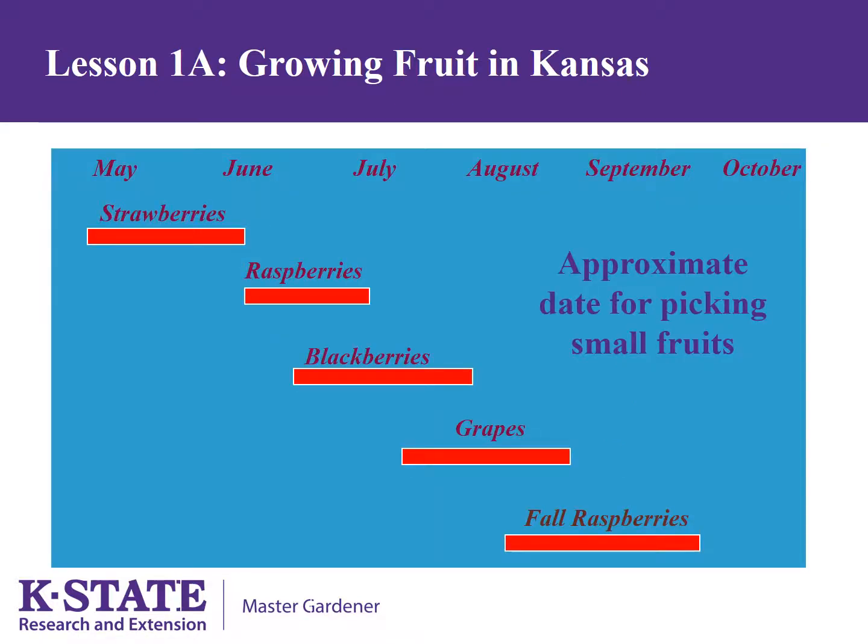The purpose of this slide is to show that a gardener can have fresh fruit from May through September if they grow all the small fruit species listed here. However, you may need to grow more than one variety of a certain type of fruit to get this long of a picking season. For example, no single variety of a June-bearing strawberry will bear from early May into June, but we have early, mid, and late varieties that can stretch the season.